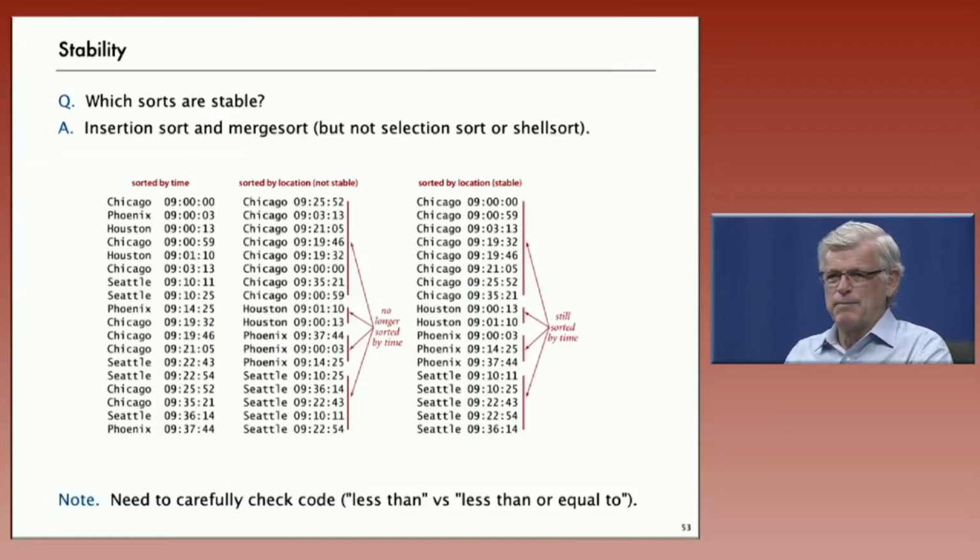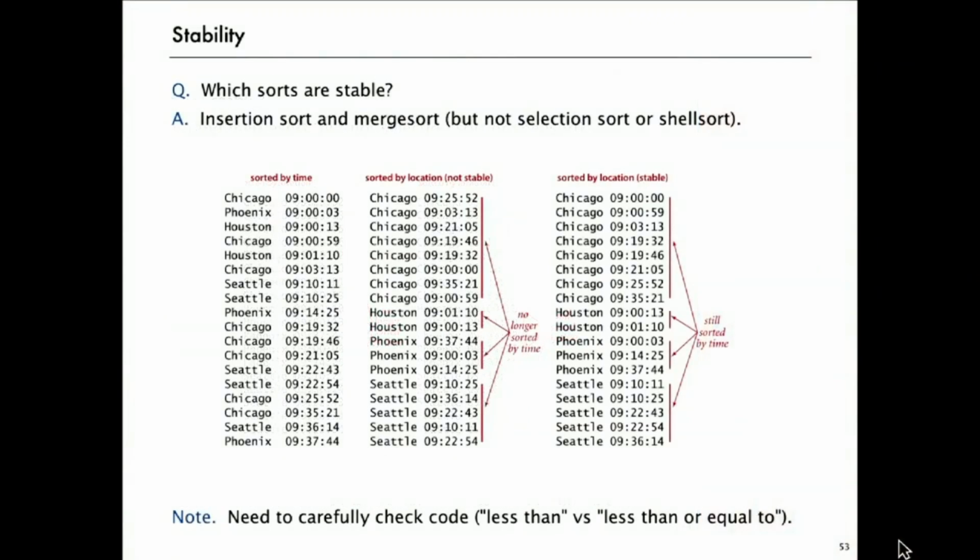The quick bottom line is that insertion sort and merge sort are stable, but not selection sort or shell sort. And even within that bottom line, there are implementations that maybe are not stable. You have to carefully check the code to be sure. Always in this class, we have an exercise or exam question: is this version of this sort stable or not? So students learn to recognize whether code is stable.